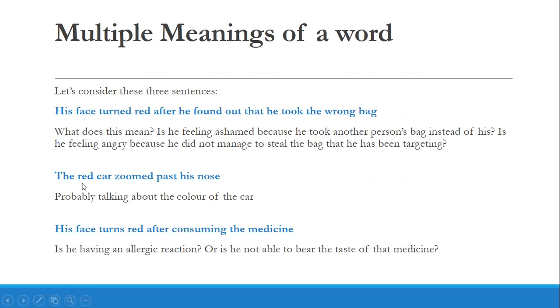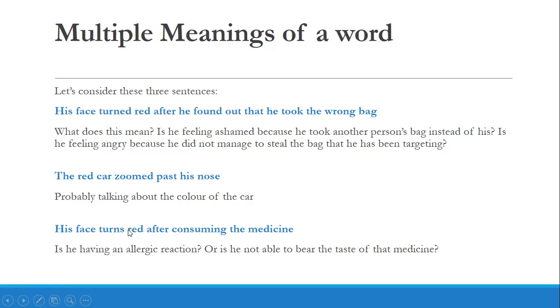Now let us see the second sentence. The red car zoomed past his nose, probably talking about the color of the car. If you see, this red is talking about the color of the car. His face turns red after consuming the medicine.